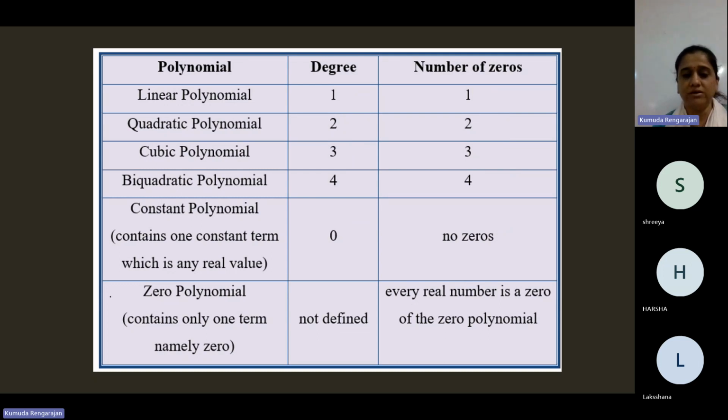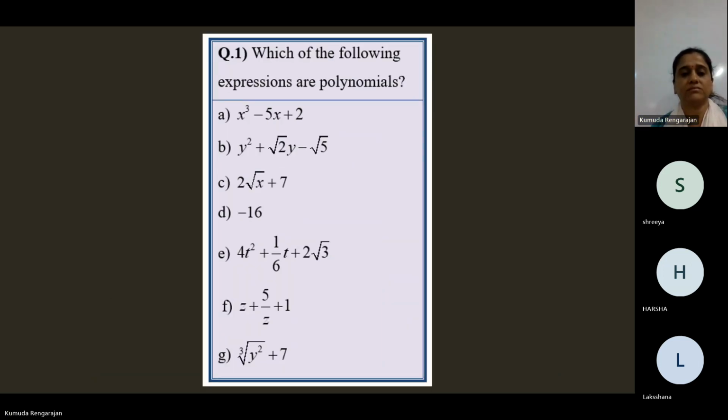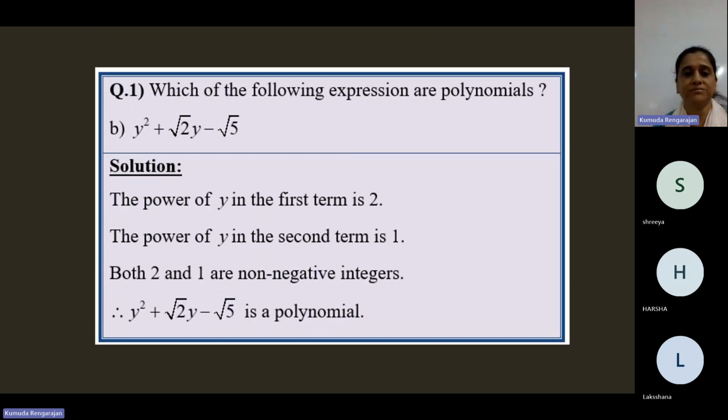So this table is important. This is homework. I'll share it with you later. Which of the following expressions are polynomials is homework. I'll share this with you later.